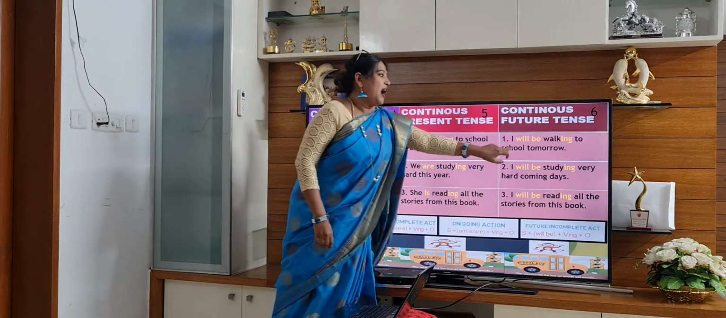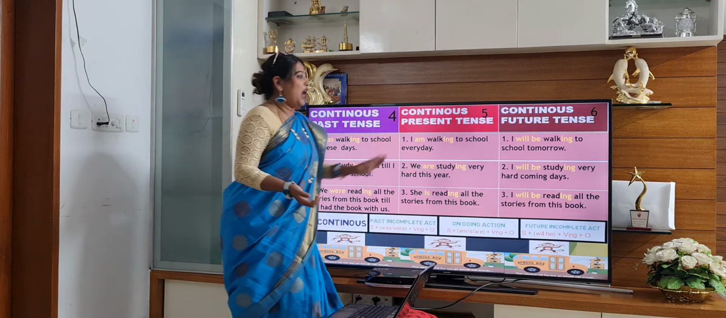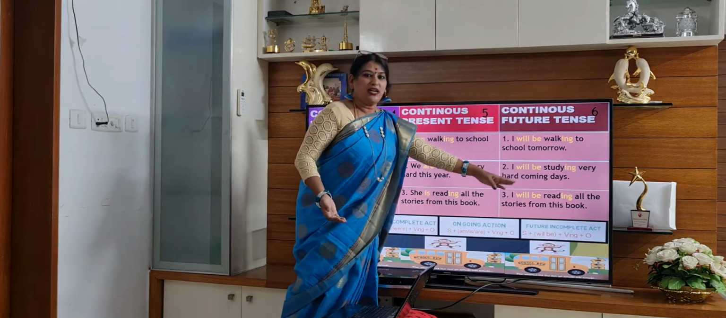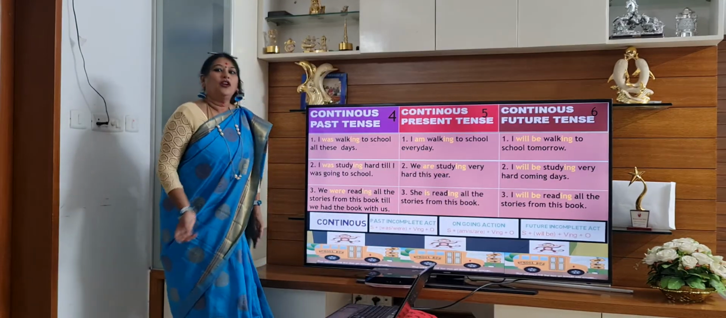See here. I will be walking. Walk is the first form, and to that you add ing. I will be walking. I will be studying. I will be reading. Got it? Understood or not? Now let's recap.